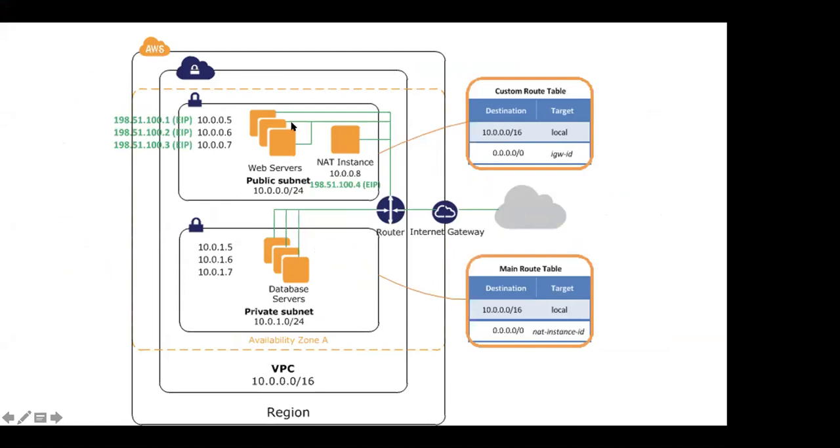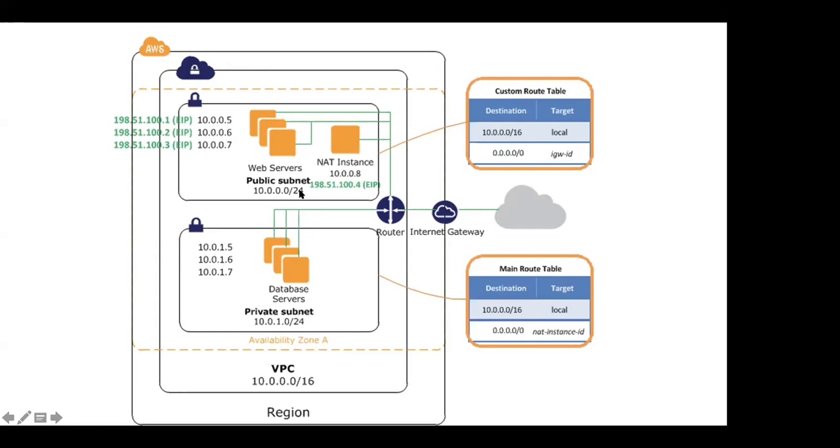Okay, so if you see, this is your VPC. You have two subnets, subnet 1 and subnet 2. This is your public subnet. This is your private subnet. Your public subnet has private IP addresses 10.0.0.5, 6, 7 because your public subnet's IP address range is 10.0.0.0/24.